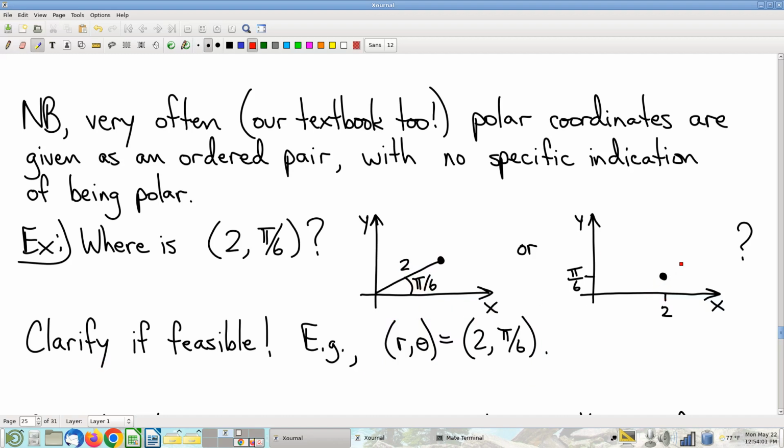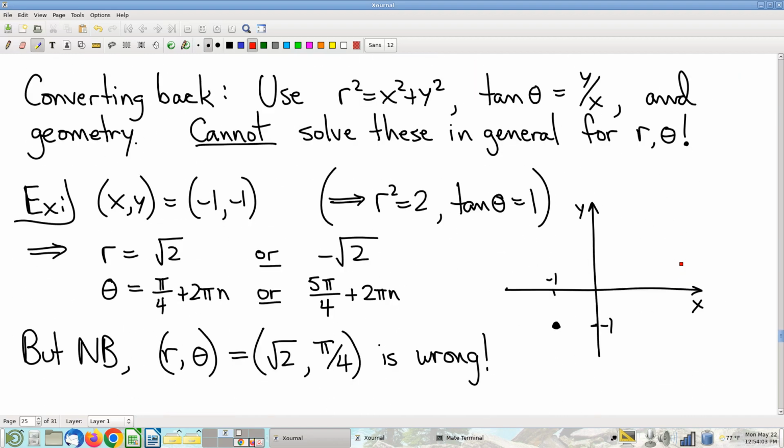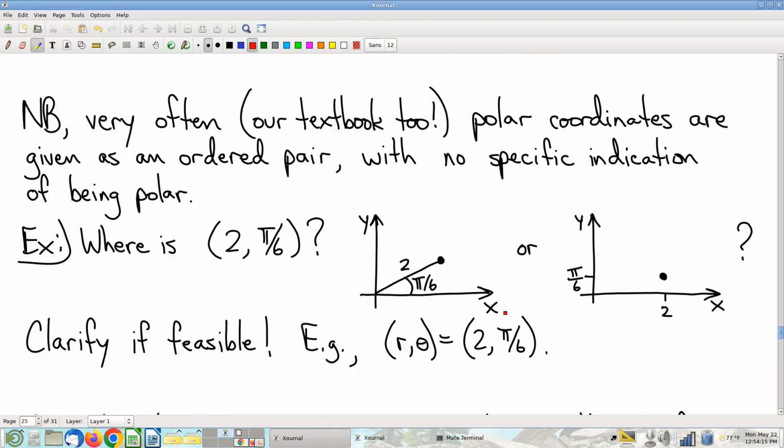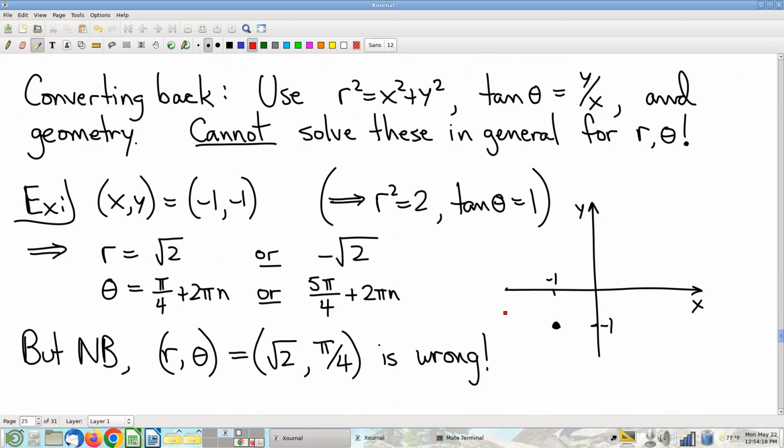More landmines. Converting the other direction, right? Now, it's easy to convert if you have the polar coordinates and you want to find the rectangular coordinates. A little bit of trig, nothing to it, easy formulas. If you want to go the other way, it is a little tricky. It is counterintuitive. It is dangerous.